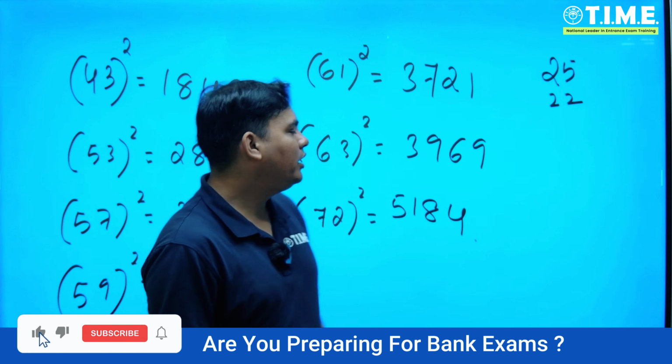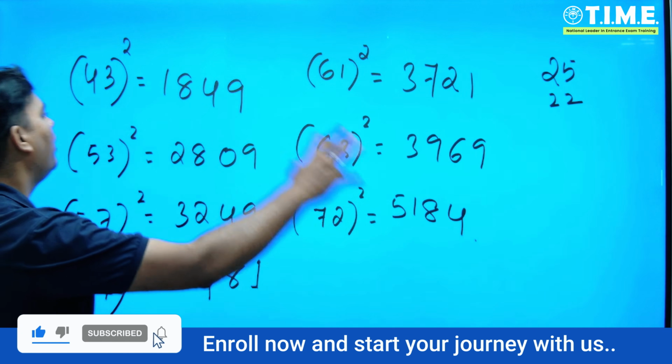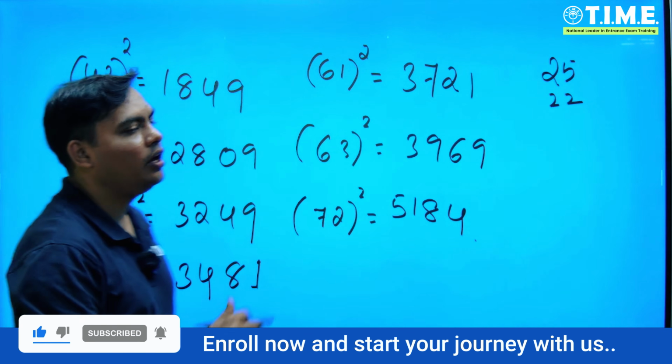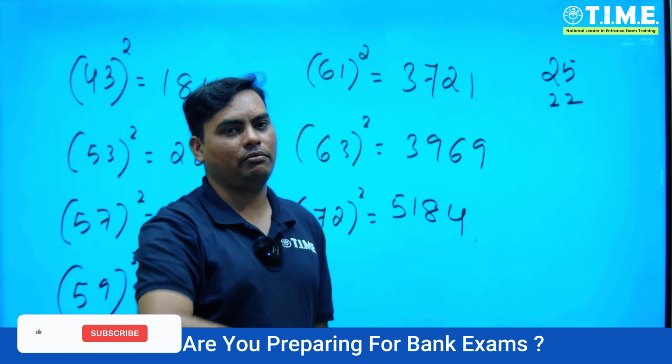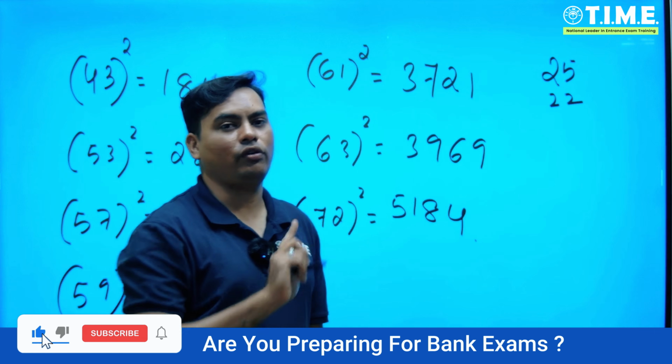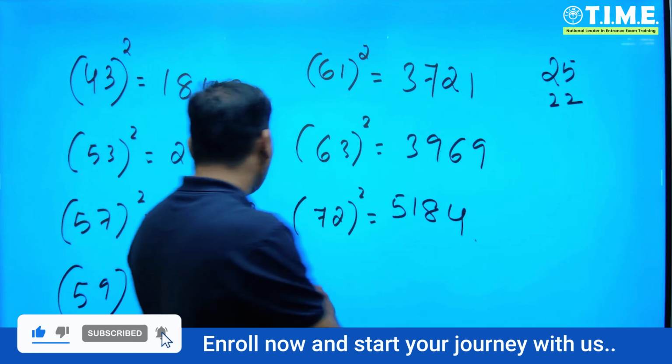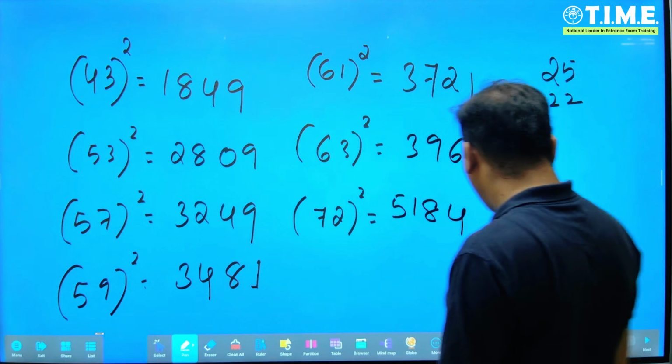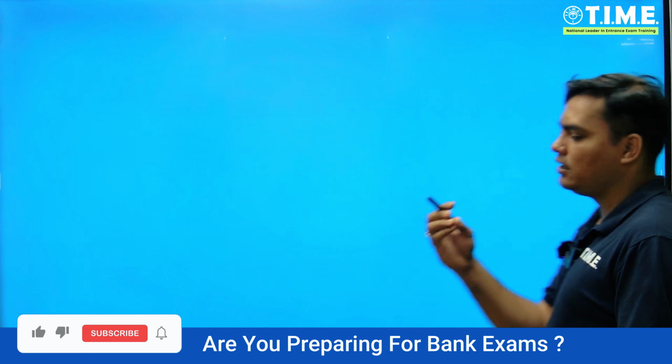Okay. Now, I think everyone understood the concept of what here? Finding the squares and all. Okay. Now, we'll be looking at the reverse concept, that is finding the square root of this. Now, we'll be taking the same numbers, but before taking the numbers, we'll understand a small concept.